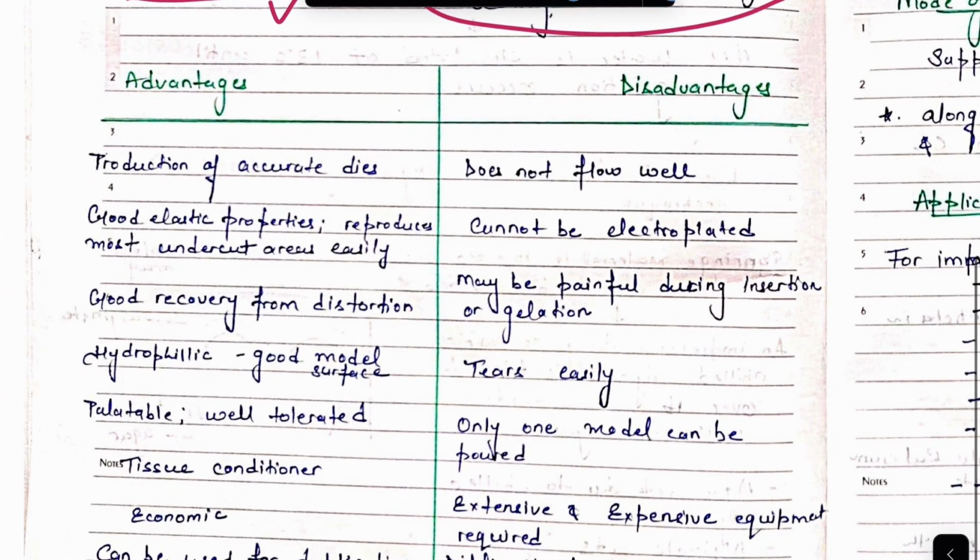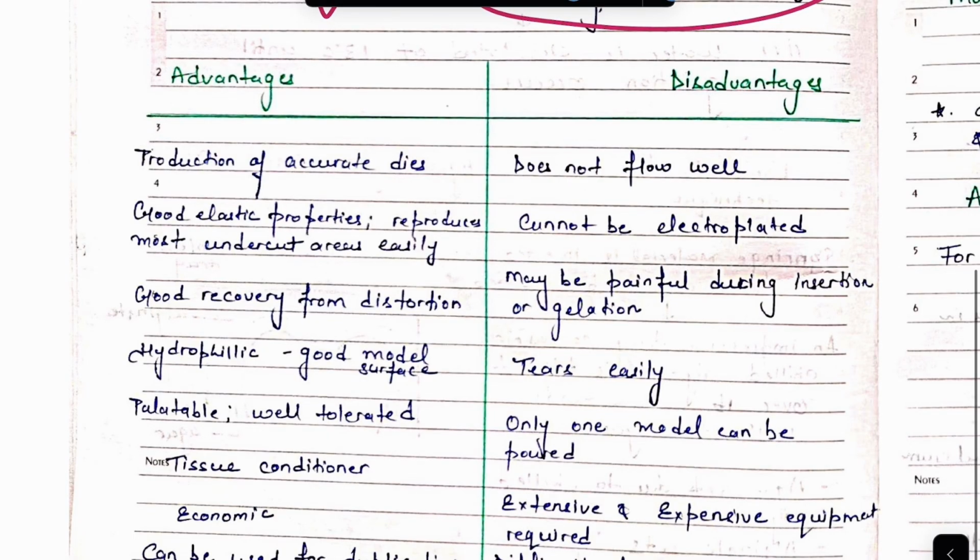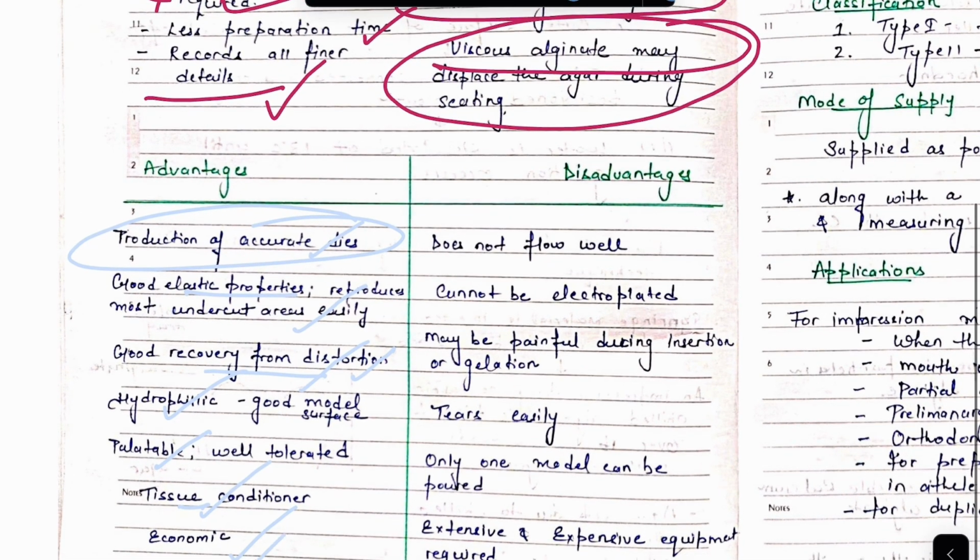Now talking about the advantages and disadvantages of agar in general. It produces accurate dies, so accurate reproduction of details, and good elastic properties. It can reproduce undercut areas easily, with good recovery from distortion. It has good elastic recovery, 98.8%. It is hydrophilic, so good for the oral environment. It is palatable. It can be used as a tissue conditioner as well. It is economic, and it can be used for duplicating models.